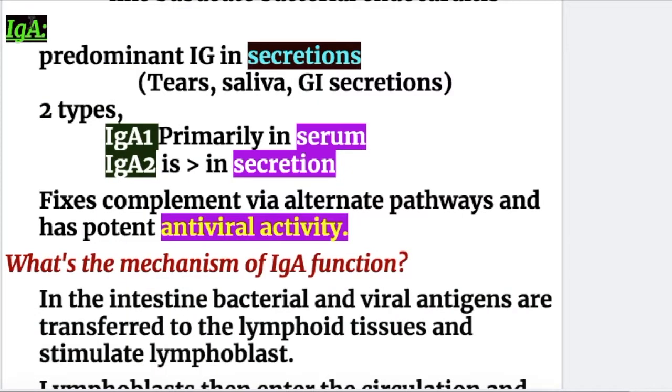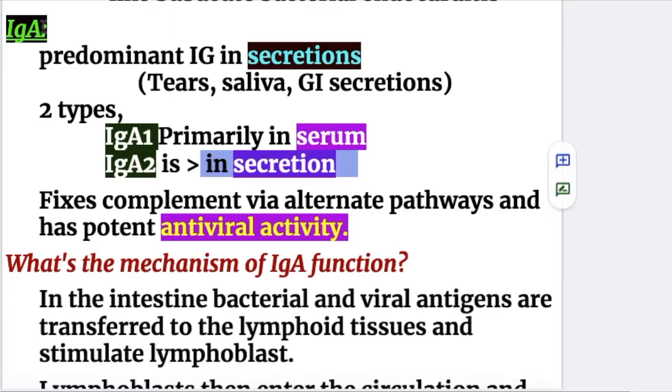Now IgA, immunoglobulin A is a predominant immunoglobulin in secretions, for example in tears, saliva, in GI and respiratory secretions. Two types of IgA. IgA1 primarily in the serum and IgA2 is primarily found in the secretion. It's the one which is dimer. It fixes complement via alternate pathway and has potent antiviral activity.